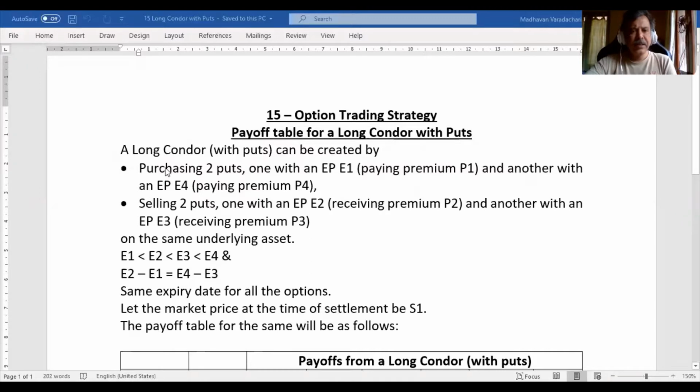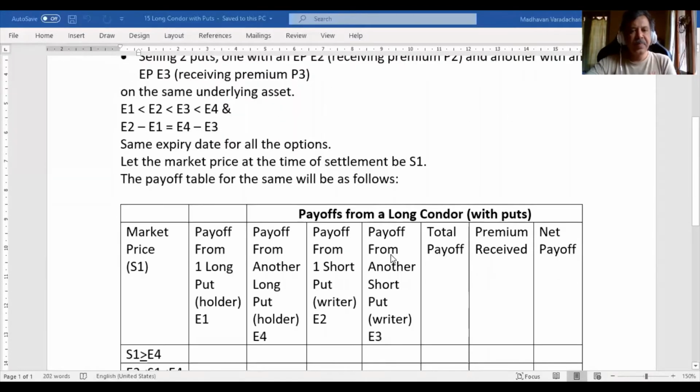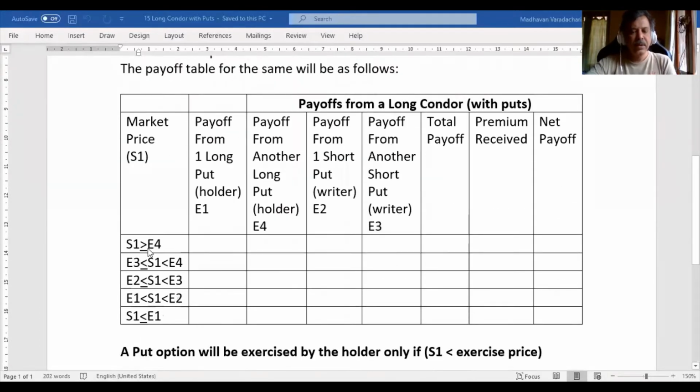In the first case, since we purchase, we have to pay premiums P1 and P4. And in the second case, since we are selling, we are receiving premiums P2 and P3. So the payoff table, if the market price is S1, will have, like in the previous long condor with calls, you had how many possibilities? The same possibilities appear here also.